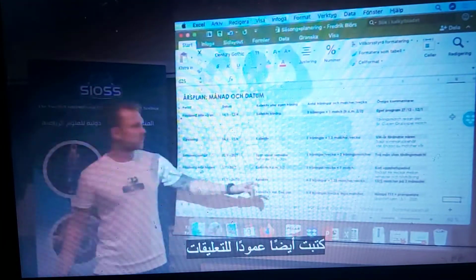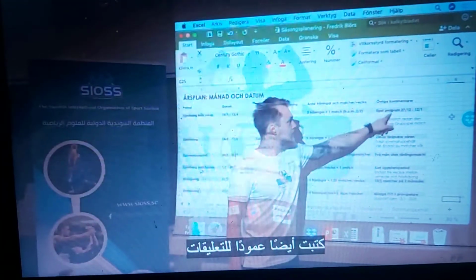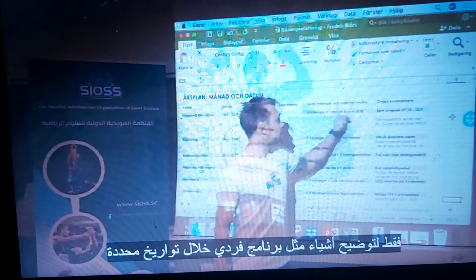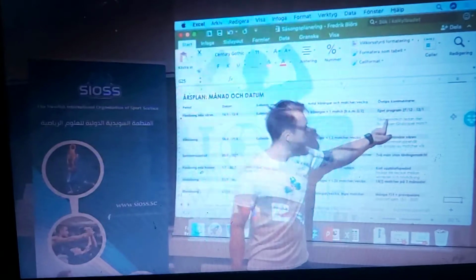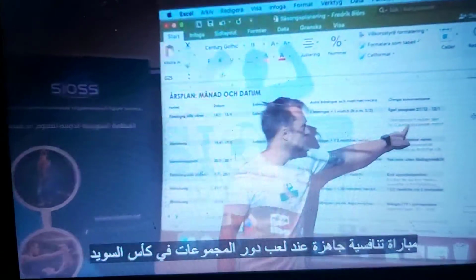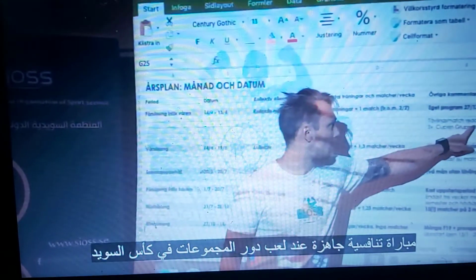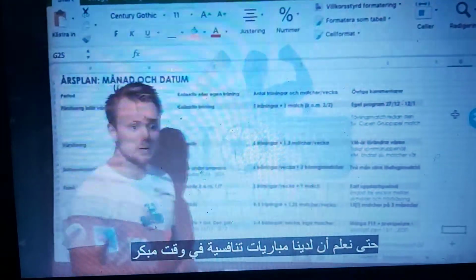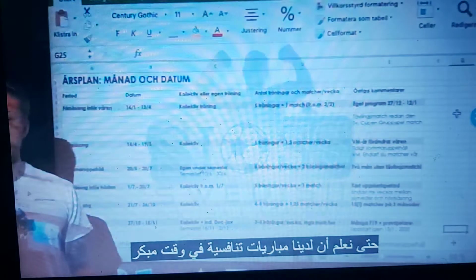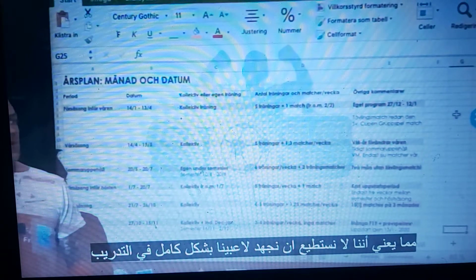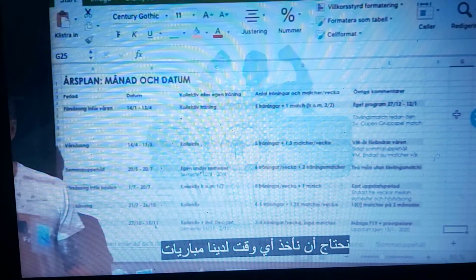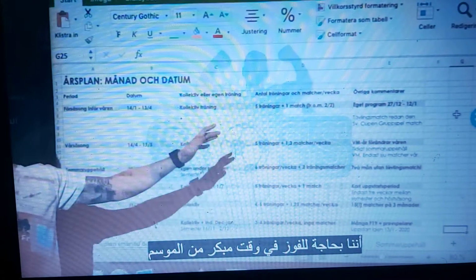I also wrote a column for comments. Just to clarify things, it says individual program here during specific dates. Competitive game already when the Swedish Cup group stage is played, so that we know that we have competitive games early, which means that we cannot kill our players totally in training. We need to take into account that we have games that we need to win early in the season.